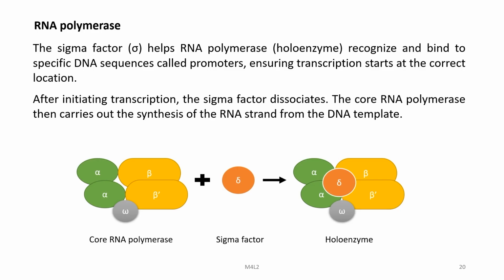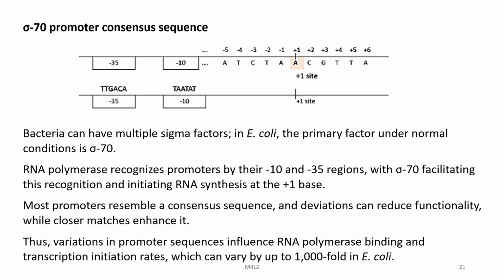As we have discussed in the last lecture, after initiating transcription, the sigma factor dissociates from the core RNA polymerase, which carries out the synthesis of the RNA strand from the DNA template. This is all known to you. And then there are certain consensus sequences in the sigma 70 promoter. Bacteria can have multiple sigma factors. For example, the primary factor under normal conditions is sigma 70.